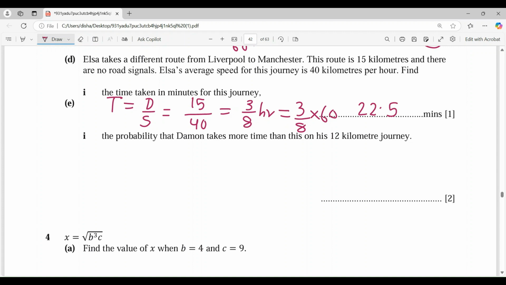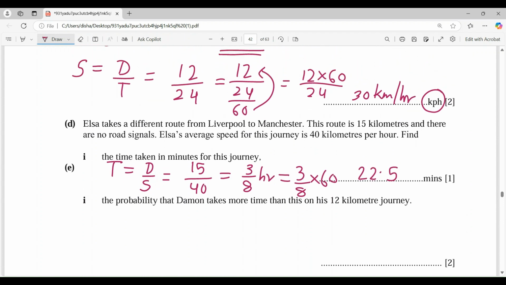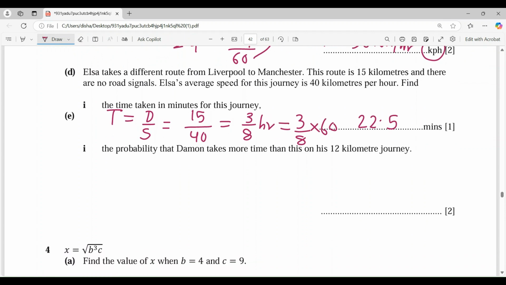Now, next, the probability that Damon takes more than this on his 12-kilometer journey. Now, this is only possible when Damon would take more time if he found two stop signals. Even if he finds one stop signal, then his speed would be more. So if he finds two stop signals, then and only then his time would be more than that of Elsa. So the probability for finding two stop signals, we have already seen, is probability 0.6 multiplied with 0.55, because these are the probabilities for finding stops. So that will be 0.33. I hope this is very easy.